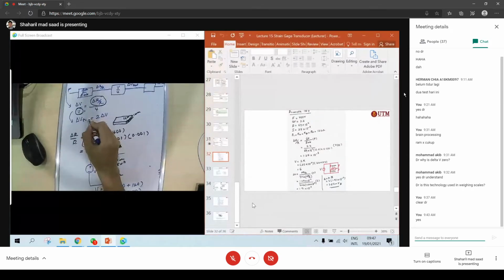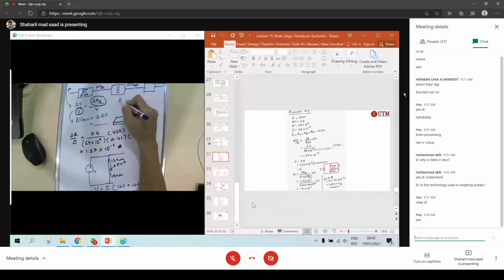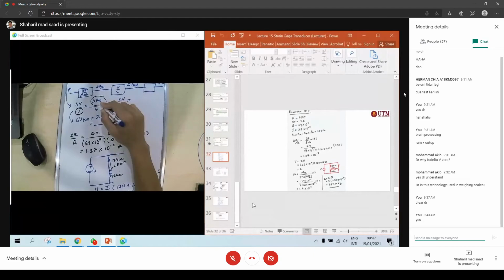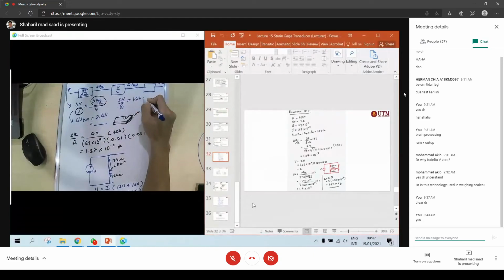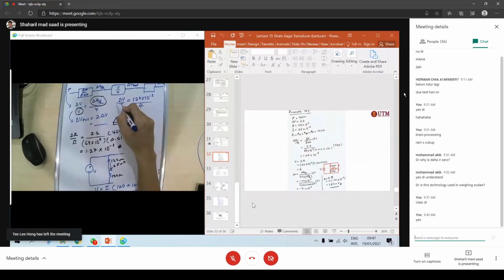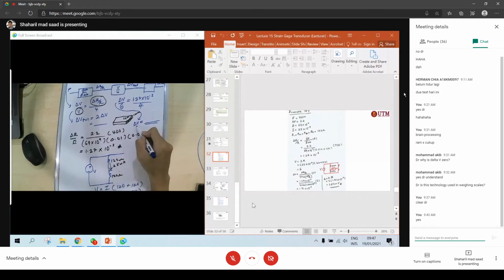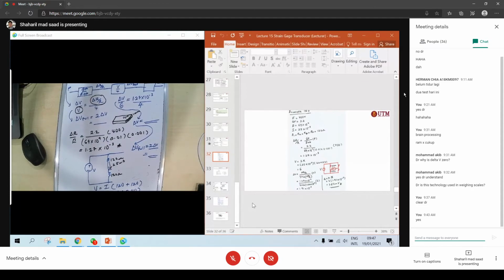So we can apply to this one. Now you can get delta V over 6. Delta R over R is 1.27 times 10 to the power of minus 3, divided by 4. Then from this one, you can get delta V. Then from this one, you can get the delta V full. That means 2 times delta V. Then you can get the answer. Okay, so it's already on the slide. So I think you can look at that carefully.